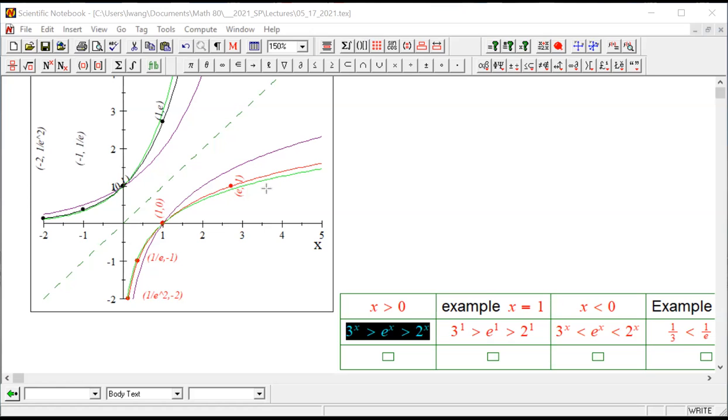Suppose I draw a blue vertical line here, and another blue straight line over here. This represents the input. This input is larger than 1, and this input is smaller than 1, between 0 and 1. Because we know the domain of the logarithm must be greater than 0, so it's all positive, but one is larger than 1, one is smaller than 1.